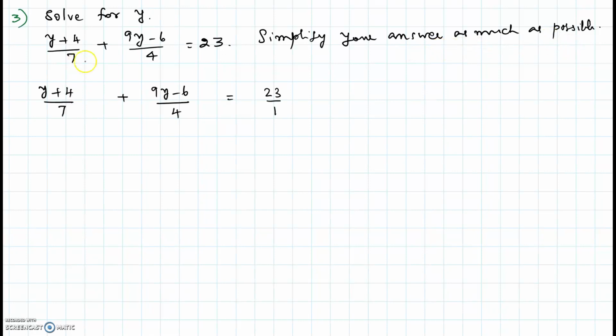So we notice that the first two terms have a denominator, but the one on the right hand side doesn't have a denominator, which is a whole number. So we will make it look like a fraction like the other ones by throwing a 1 below.